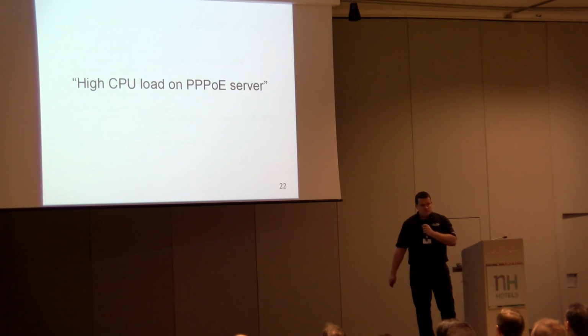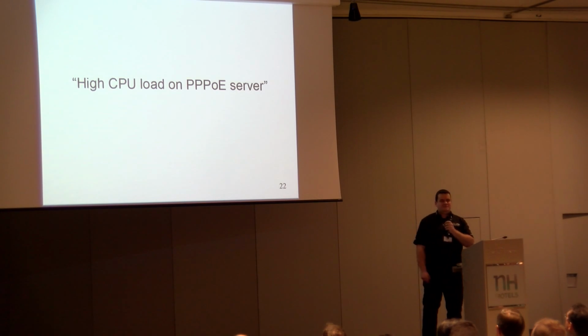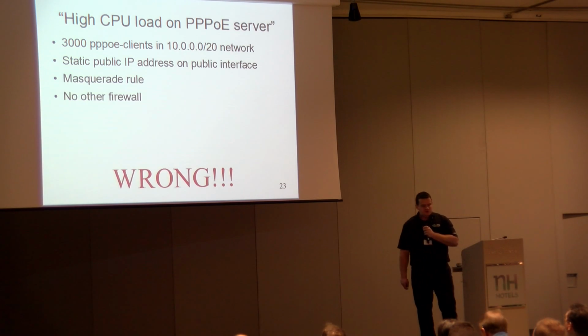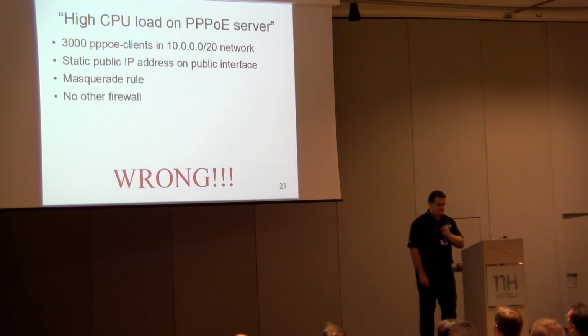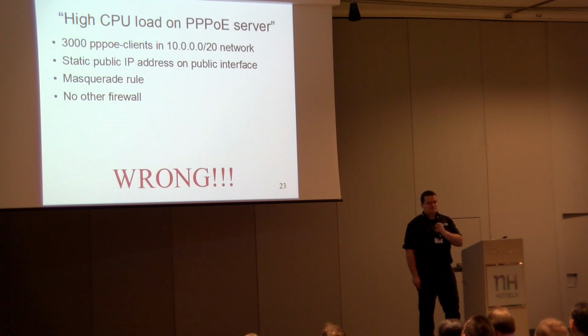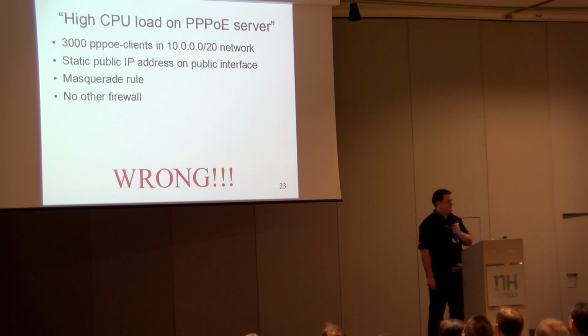Okay, next most popular, quite similar to the previous one. I have a high CPU load on my PPPoE server. You already noticed what topics I usually get in support. So again, similar situation, but the configuration this time is much easier. 3,000 PPPoE clients, /20 network, static public IP address, Masquerade rule, and no firewall. Sounds very simple, but it's wrong. So what can be wrong here?